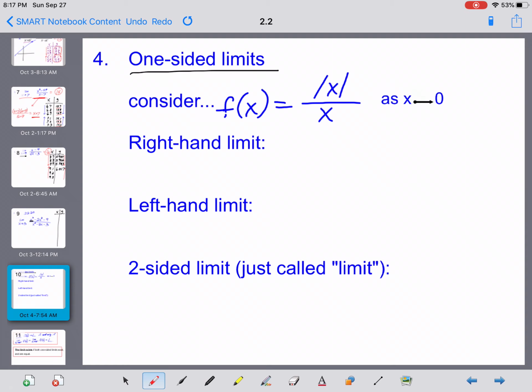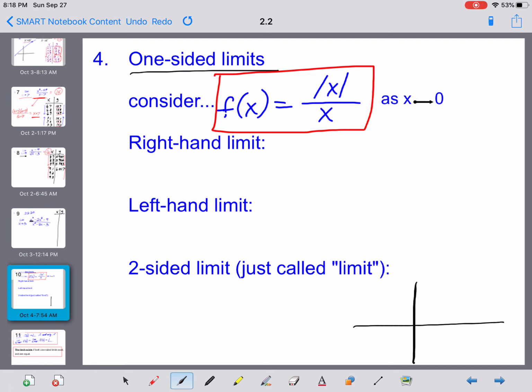So let's take a look at this example right here. And this is a function I'm not expecting you guys to be familiar with at all, but it is one that I think you guys could probably figure out. So let's take a look at what happens here, guys. We're looking for the function f of x equals the absolute value of x over x. So let's think about what this graph might look like.